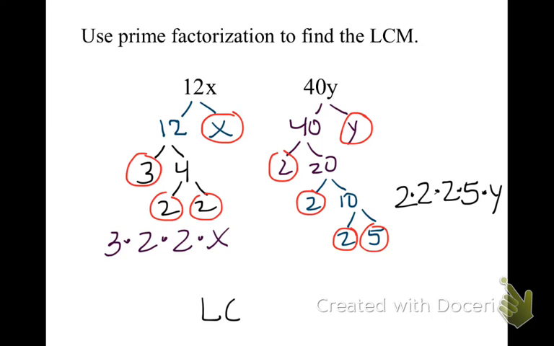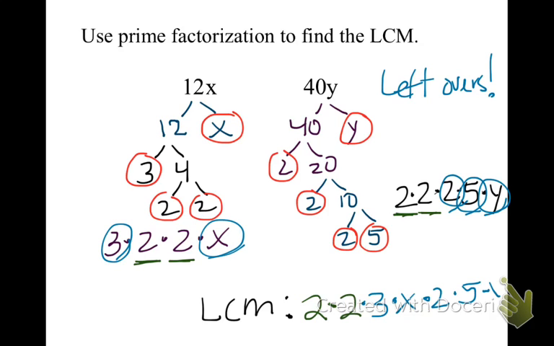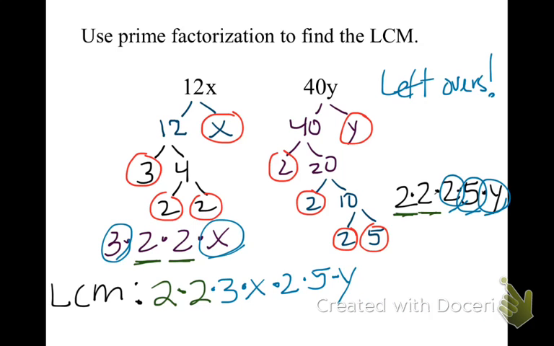So what is my least common multiple? Well, what do they have in common? They have a 2 in common, so I put a 2, another 2 in common, another 2. They have nothing else in common, but remember, we have our leftovers. So I have a 3, times it by 3. Have an x, times it by x. I have a 2, times it by 2. Have a 5, times it by 5. And I have a y, times it by y. Sorry, I ran out of a little room, so I went ahead and moved it.